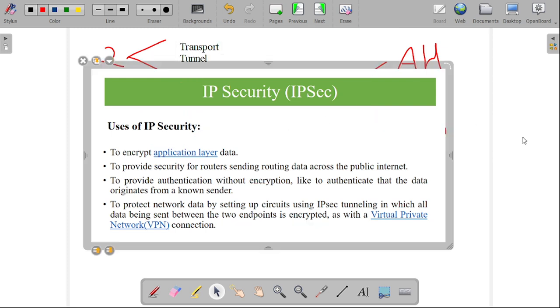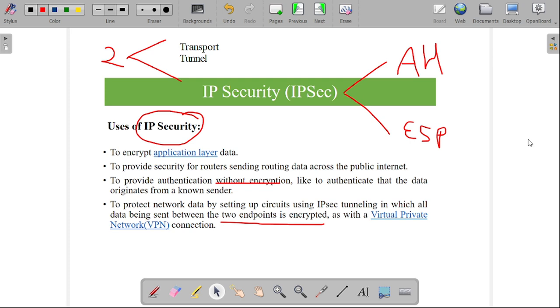In the next video, we will cover the different protocols in IP security and the two modes of the IP security protocol.